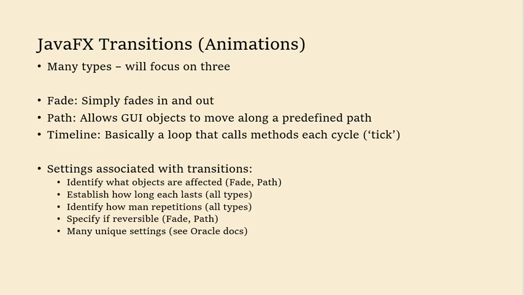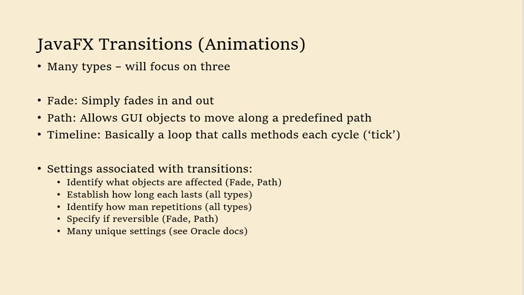So there's the fade transition. You pick a GUI element. It literally fades in and out, fades in and out. And there are all kinds of settings you can put on that particular transition. How many times does it fade in and out? Does it fade all the way out or part way out? Does it go back and forth? Does it do it forever, just a few times?